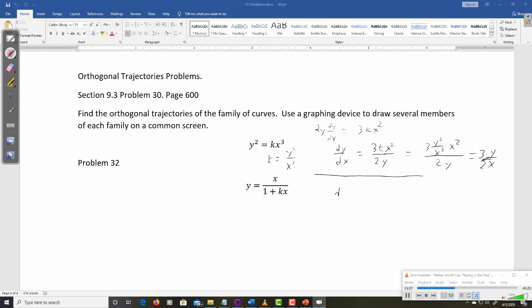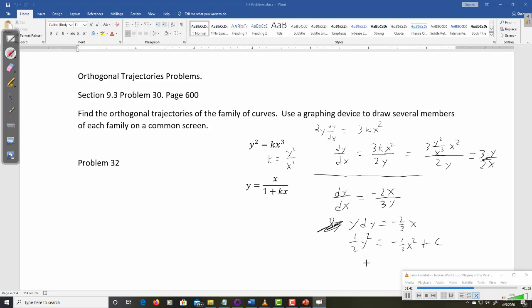Alright, now the dy/dx for orthogonal curves will then be negative 2x over 3y. Separate variables, or I just multiply off the y: 3y dy equals negative 2x dx. Integrate both sides. 1/2 y squared equals negative 1/3 x squared plus c.